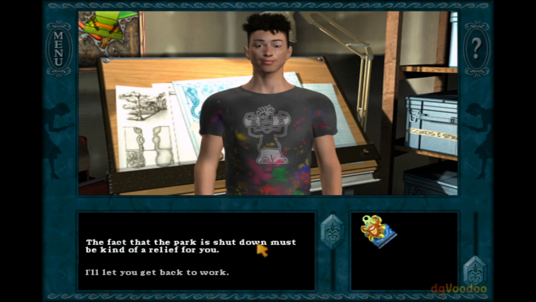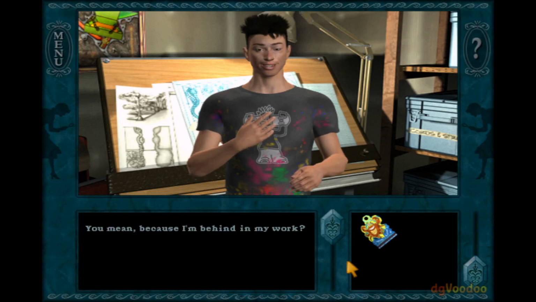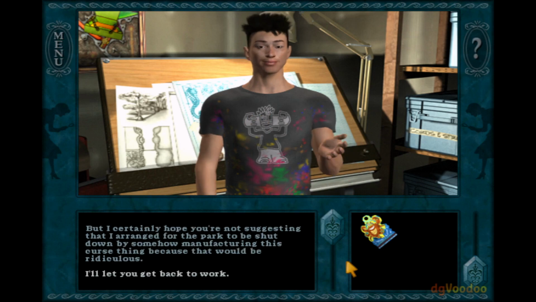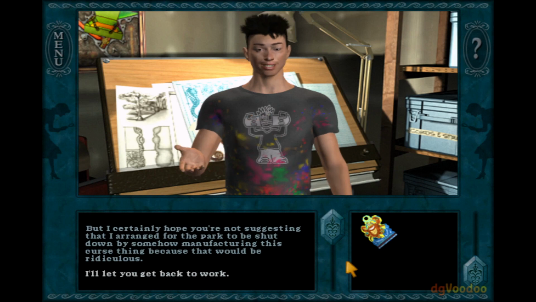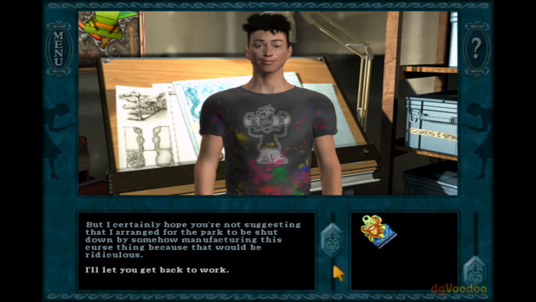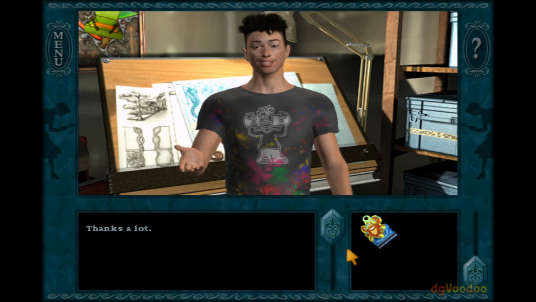Well, okay. The fact that the park is shut down must be kind of a relief for you. You mean because I'm behind in my work? I'd be lying if I said the shutdown wasn't helping me get caught up. Meeting deadlines has never been my forte. But I certainly hope you're not suggesting that I arranged for the park to be shut down by somehow manufacturing this curse thing, because that would be ridiculous. Yeah, I didn't want to imply anything like that. I'll let you get back to work. Thanks a lot.